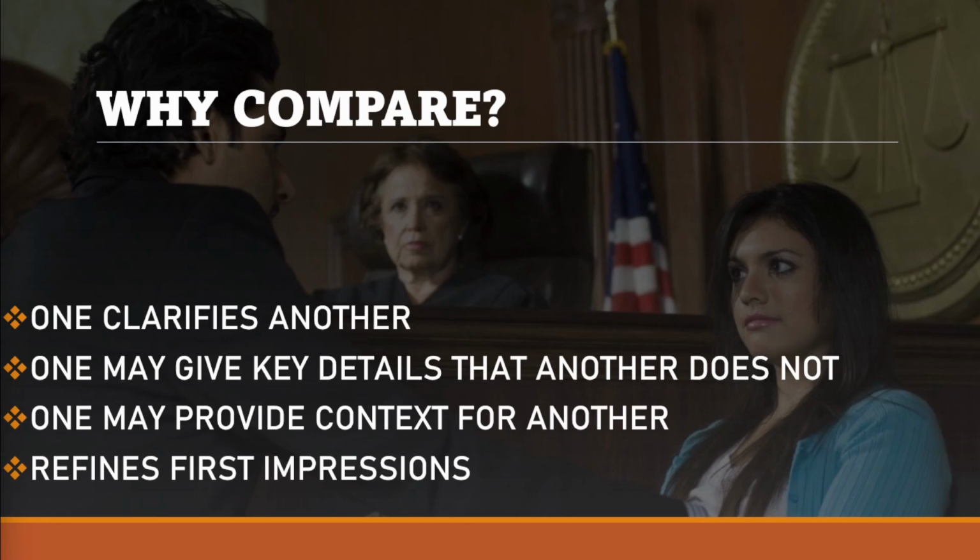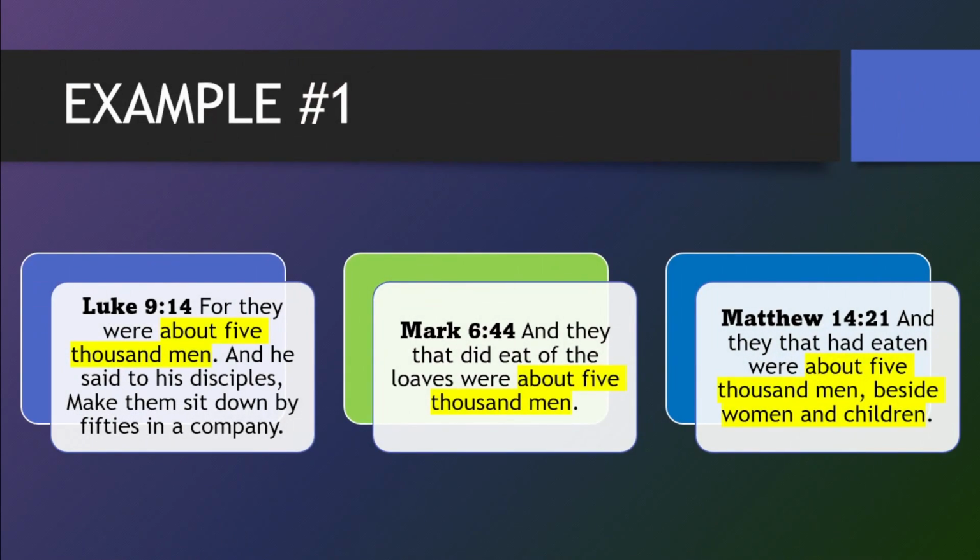What I want to do now is look at a few examples so that you understand why it's significant to compare different accounts. All right, so let's look at example number 1. Here you would realize this is one account looking at the miracle of the loaves and fish. And you'd realize something here. Notice that in Luke chapter 9, it says that those who were fed were about 5,000 men. In Mark's account, it says the same thing, about 5,000 men.